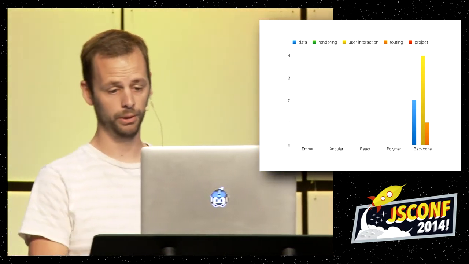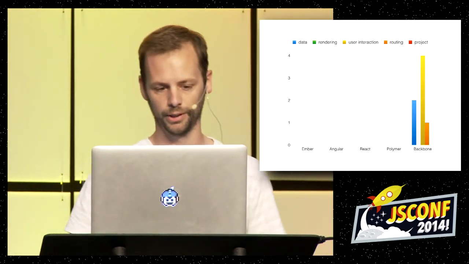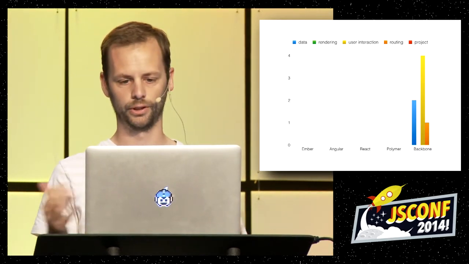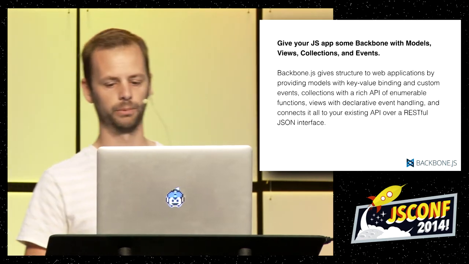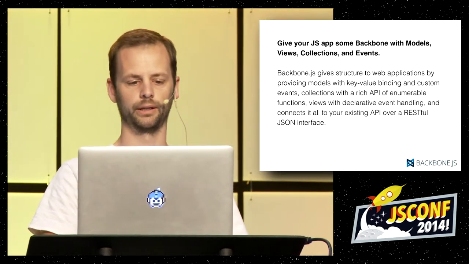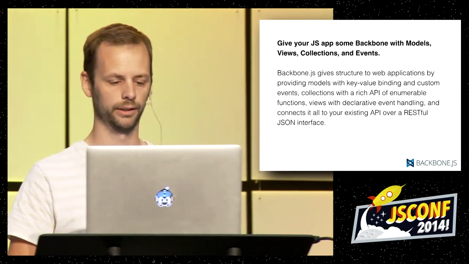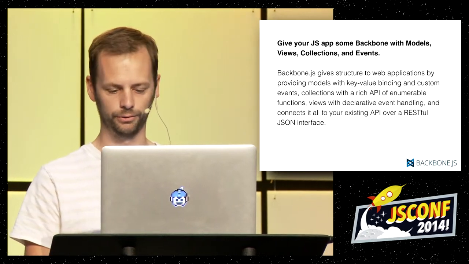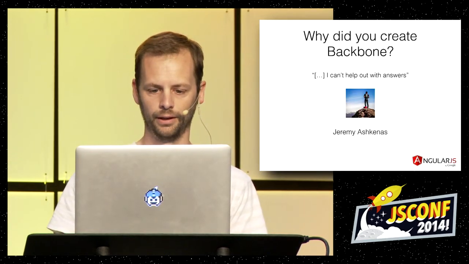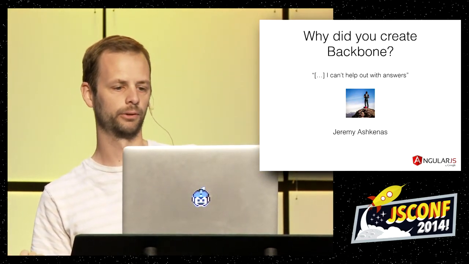So let's look at Backbone. I ranked it 0 to 4 in how concerned it is, not how good it is at it, but how concerned it is with the problem. So data, Backbone gave a 2. Rendering, nothing, user interaction, routing, and project. So here is Backbone's own definition of what it is. Backbone gives structure to web applications by providing models with key value binding and custom events, collections with a rich API for enumerable functions, views with declarative event handling, and connects it all to your existing API over a RESTful JSON interface. So not a whole lot of tagline there, but just very much, here's what I give you. I sent out a questionnaire to the creators of all these libraries, and this was my response from Jeremy.